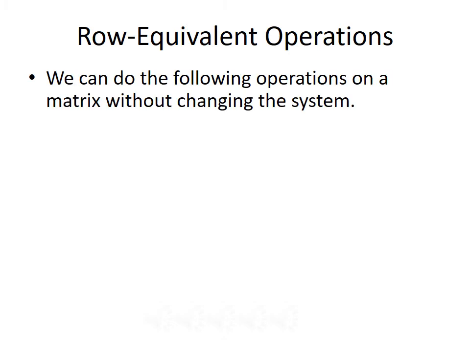Once we have a system written in matrix form, we can use row equivalent operations to transform the matrix to get it into row echelon form. So we can do the following operations on a matrix without changing the system that it represents. First, we can interchange any two rows. So we could take row 1 and swap it with row 3, or take row 2 and swap it with row 1, and that does not change our system.